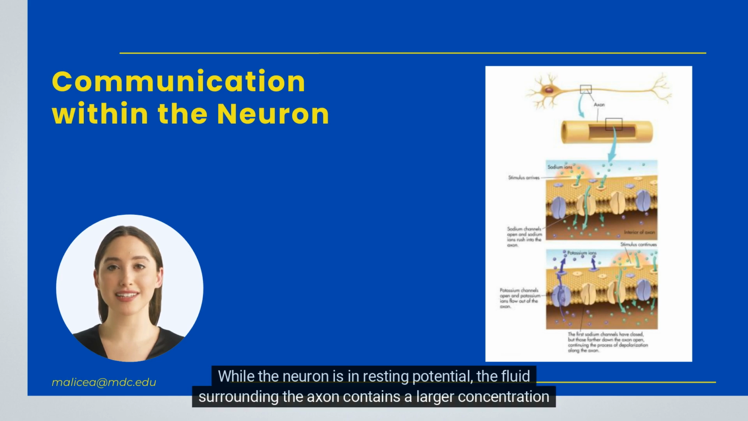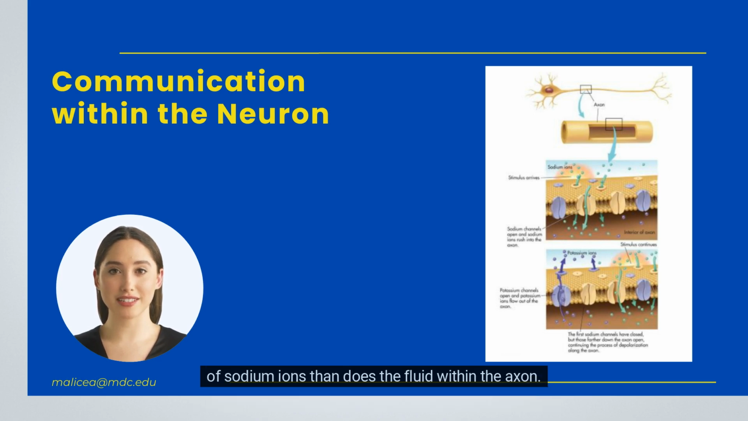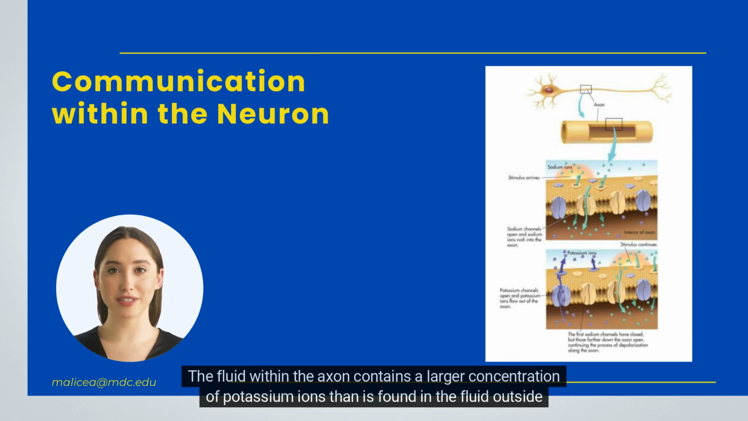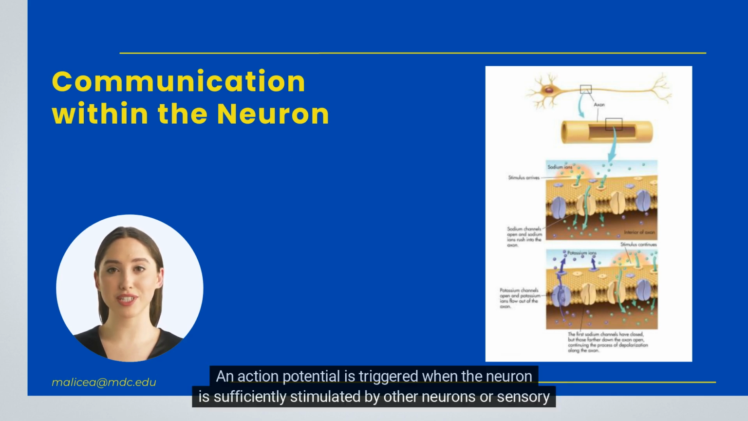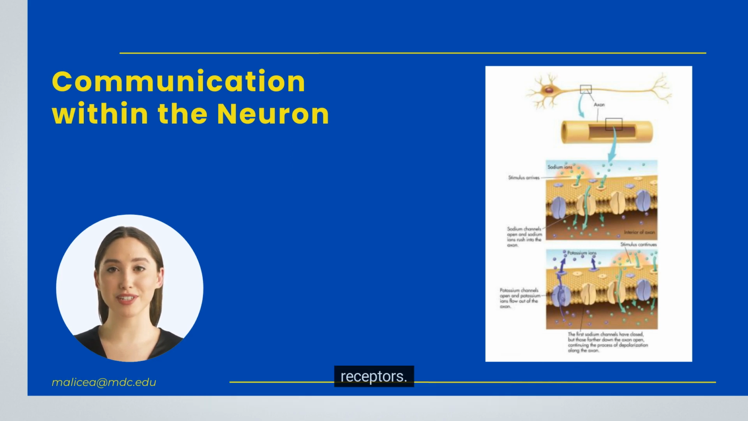While the neuron is in resting potential, the fluid surrounding the axon contains a larger concentration of sodium ions than does the fluid within the axon. The fluid within the axon contains a larger concentration of potassium ions than is found in the fluid outside the axon. An action potential is triggered when the neuron is sufficiently stimulated by other neurons or sensory receptors.